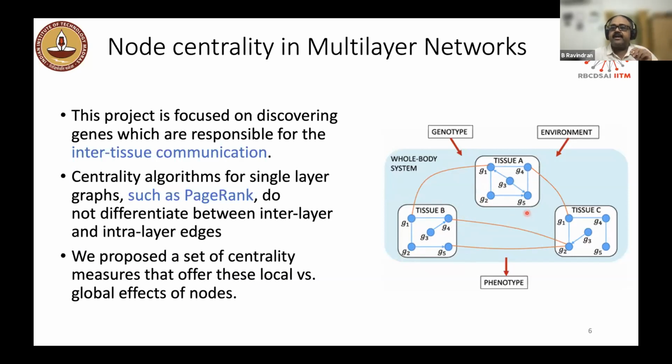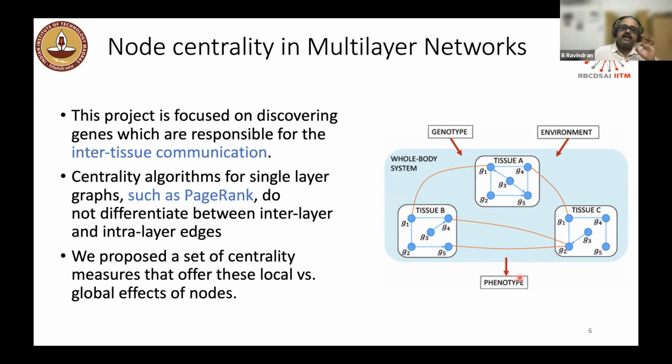Remember the multi-layer idea. Within the tissue, there is a gene interaction network going on. But across the tissues also, different genes mediate certain kinds of reactions in the other tissue. So there are these edges that go across tissue. Abstracting away from the biology, we just look at it as a multi-layer network, right?